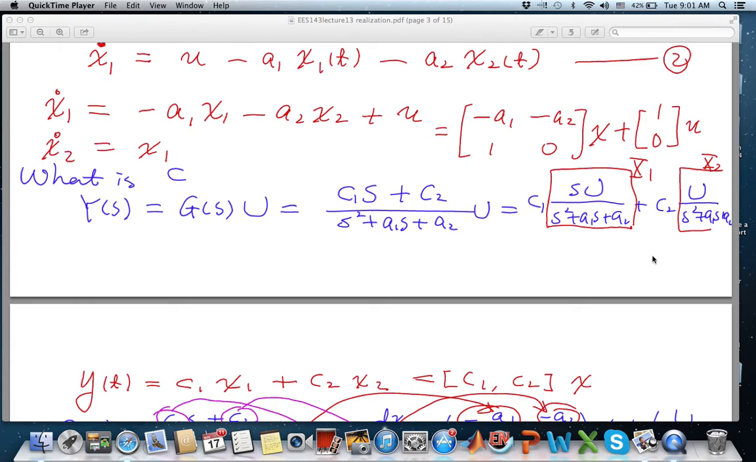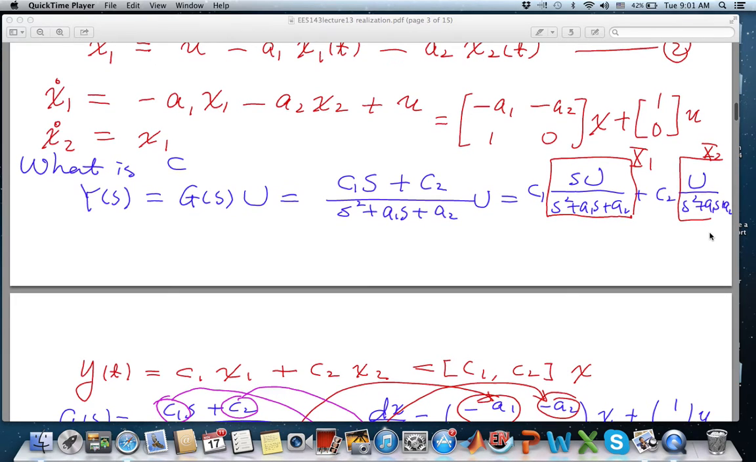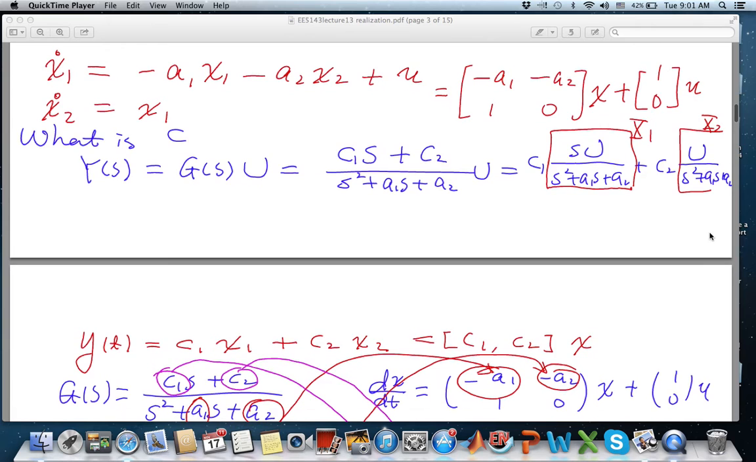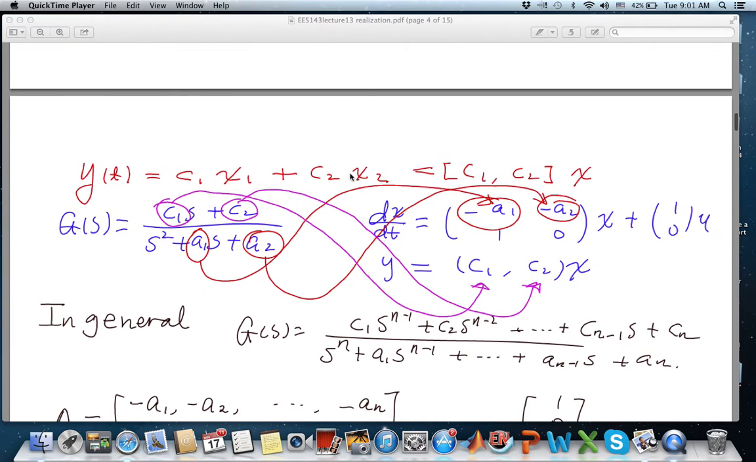And by definition, we can see these two red boxes are defined as x1 of s and x2 of s. If we further take the inverse Laplace transform, our y of t is going to be c1 x1 plus c2 x2. And this gives us the output matrix here, with the C matrix equal to c1, c2 as a row vector.